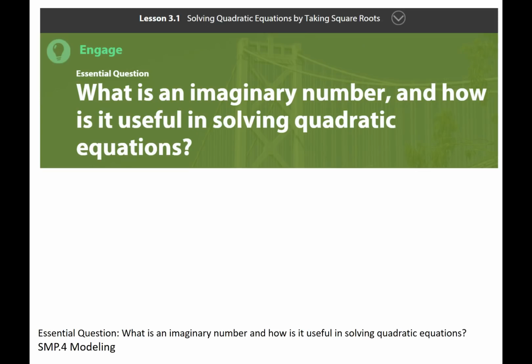Okay, today we are going to move into Unit 2, and we're starting with Lesson 3.1. We're going to be talking about solving quadratic equations by taking square roots. Later in this week, we're going to go back and talk about factoring. So it touches a little bit on factoring throughout this lesson, but not too bad.